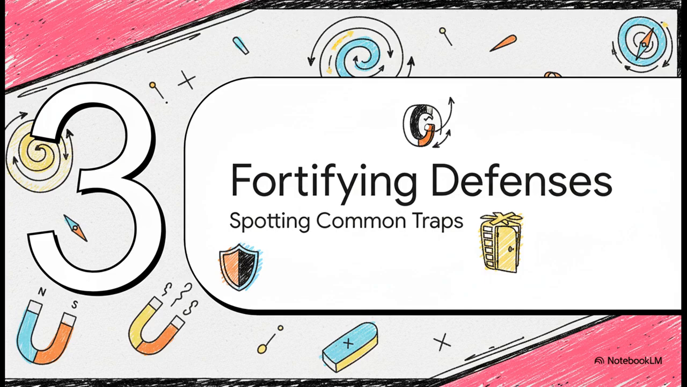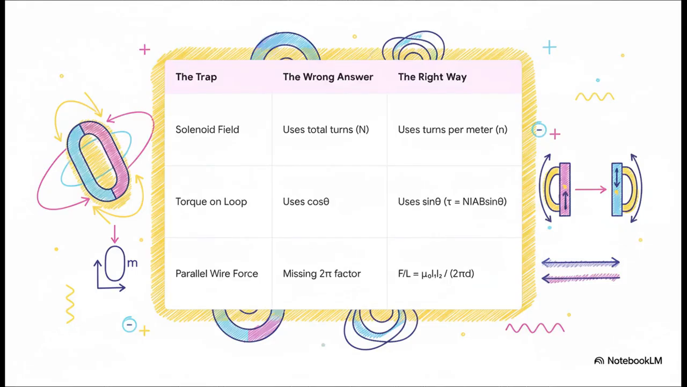Okay, mastering the derivations, that's your offense. Now we have to build your defense. And that means learning to spot and dodge the most common traps that examiners love to set for students who aren't prepared. Knowing these is just as critical as knowing the formulas themselves. Let's run through a few of the greatest hits. For a solenoid, it is so easy to see the total turns N in the question and just plug it in. But the formula needs n, which is turns per meter. Big difference. For torque, it's that classic sine versus cosine mix-up. People forget it depends on the angle between the magnetic moment and the field. And for parallel wires, oh, that little 2 pi in the bottom of the fraction. It's so easy to forget when you're under pressure. You need to know these, check for them, and never, ever fall for them again.